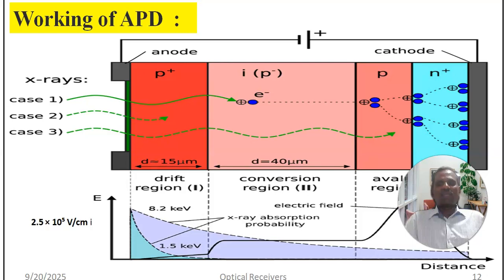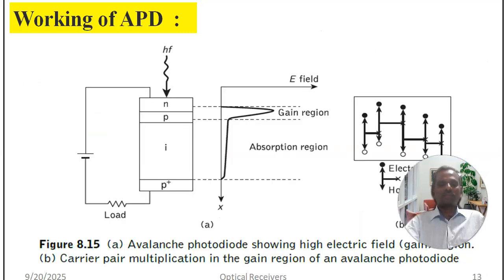Here, at the depletion region of the P and N plus region, you have your impact ionization. That depletion region is the main region where impact ionization takes place. And this is the same thing where the light falls on it and produces electron-hole pairs, which is called impact ionization.